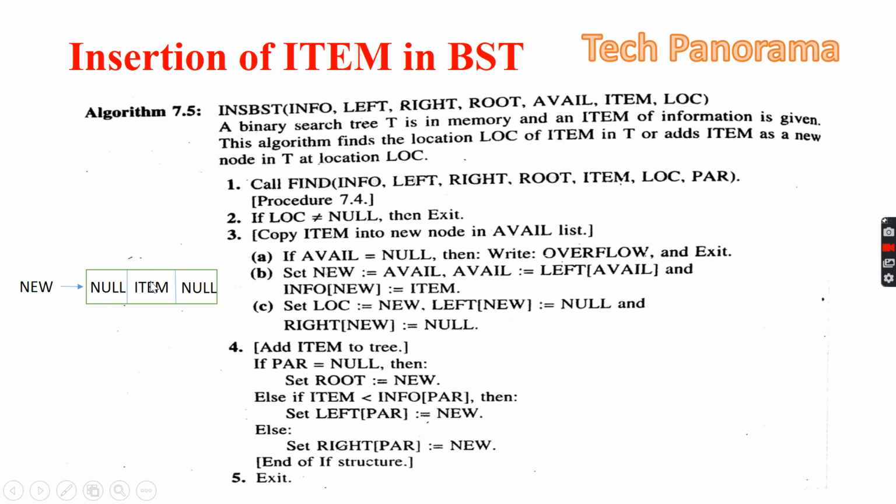Now we have to insert this node into the proper location. So we will first check whether the tree is empty or not. If the parent is null, it means the tree is empty, so we set the root equal to this node. Otherwise, we compare the item to the info of parent. If it is less than the info of parent, then we insert this new node to the left of parent, otherwise to the right of parent.